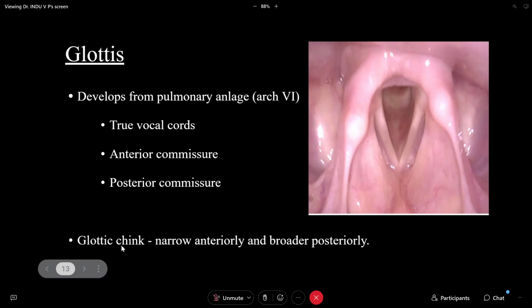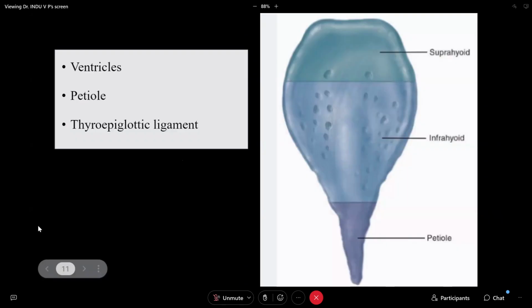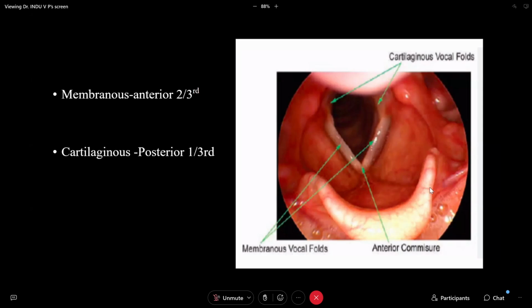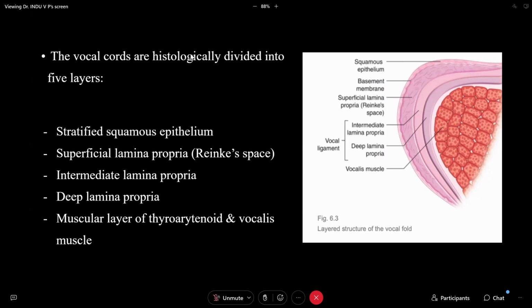The glottic chink is the area between the 2 vocal cords, which is narrow anteriorly and wide posteriorly. The vocal cord has a membranous part, the anterior 2/3, and a cartilaginous part, the posterior 1/3. The histological layers of the vocal fold are stratified squamous epithelium and the lamina propria, which is again divided into 3 layers: superficial, intermediate, and deep. The superficial lamina propria forms the Reinke's space, and the vocal ligament is formed by the intermediate and deep lamina propria.